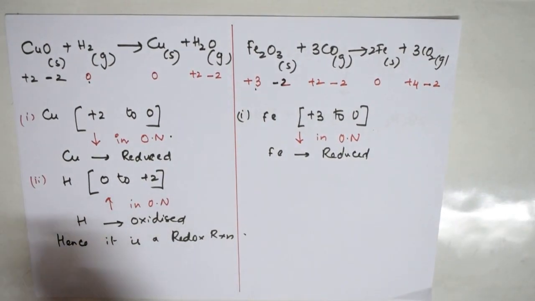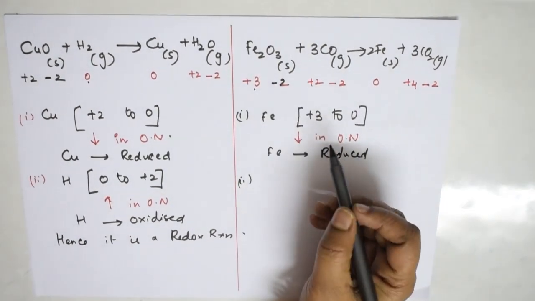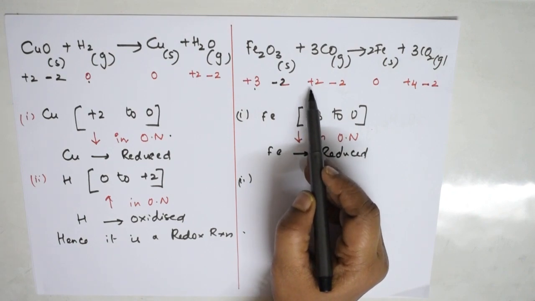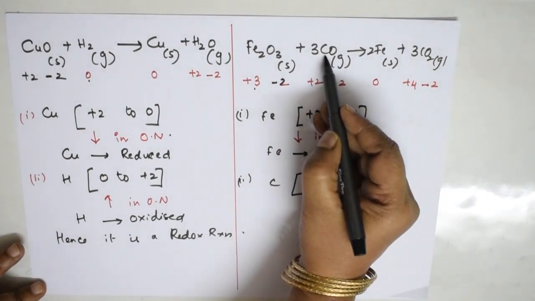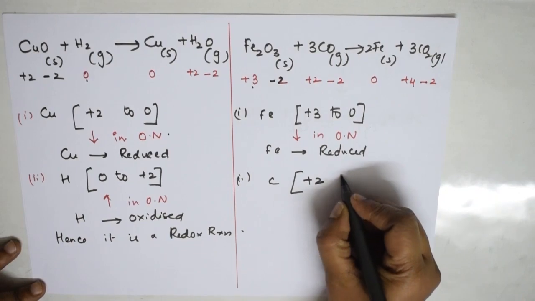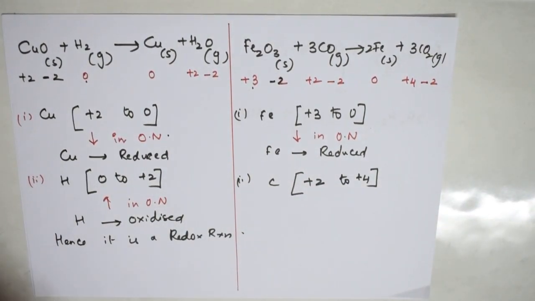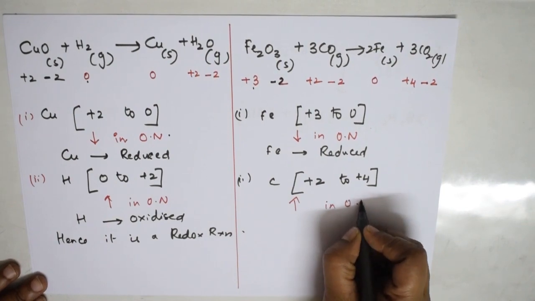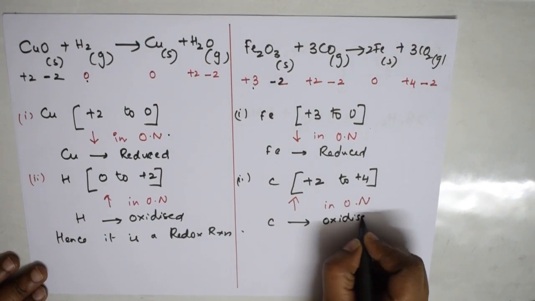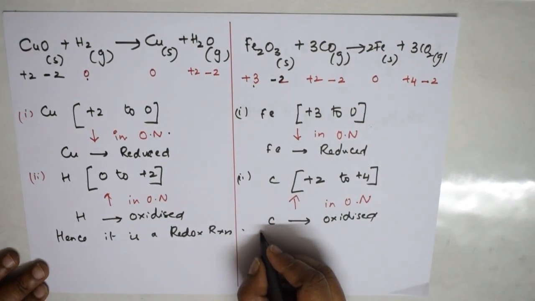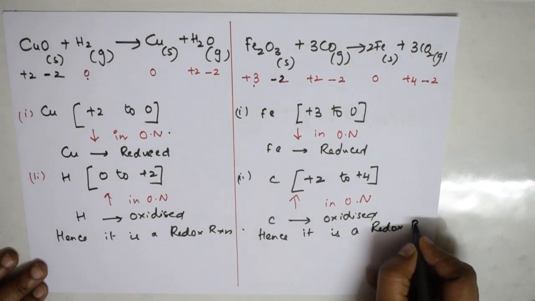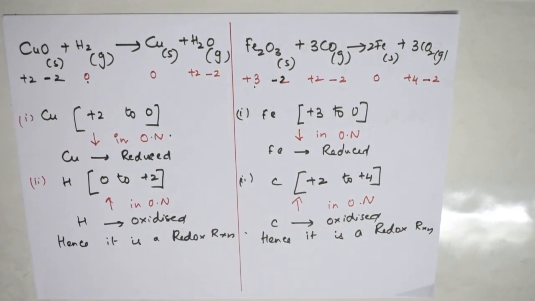Right? Now let us take the next example. After Fe, the next atom which we are going to take is carbon in CO. In CO, carbon goes from +2 to +4, isn't it? Now what happened? There is an increase in oxidation number. So carbon has got oxidized. Both reduction and oxidation are happening, hence it is a redox reaction. Remember, if both happen, we call it a redox reaction.